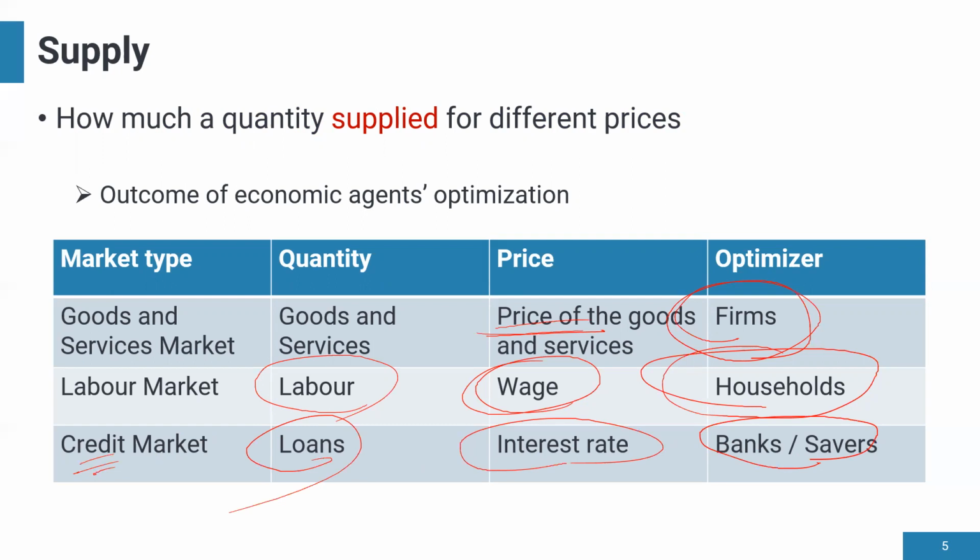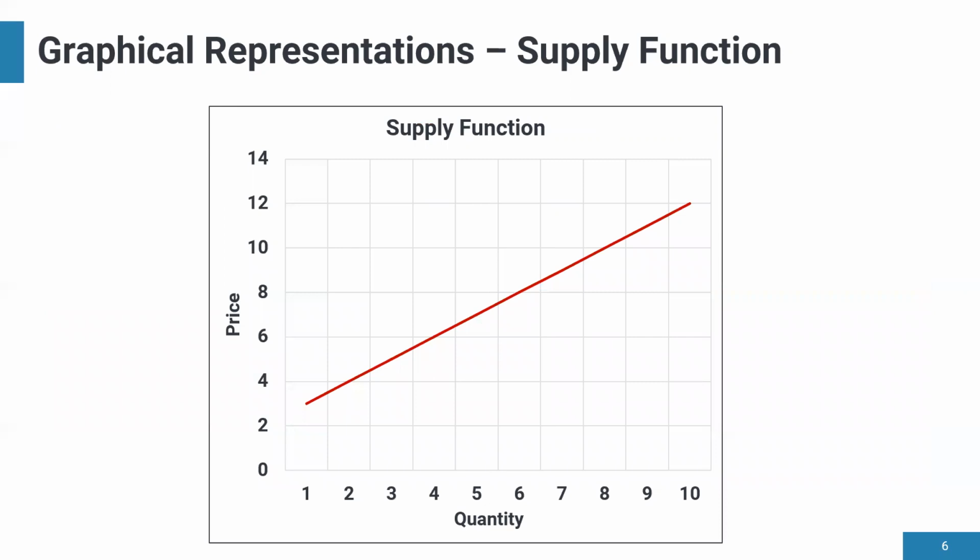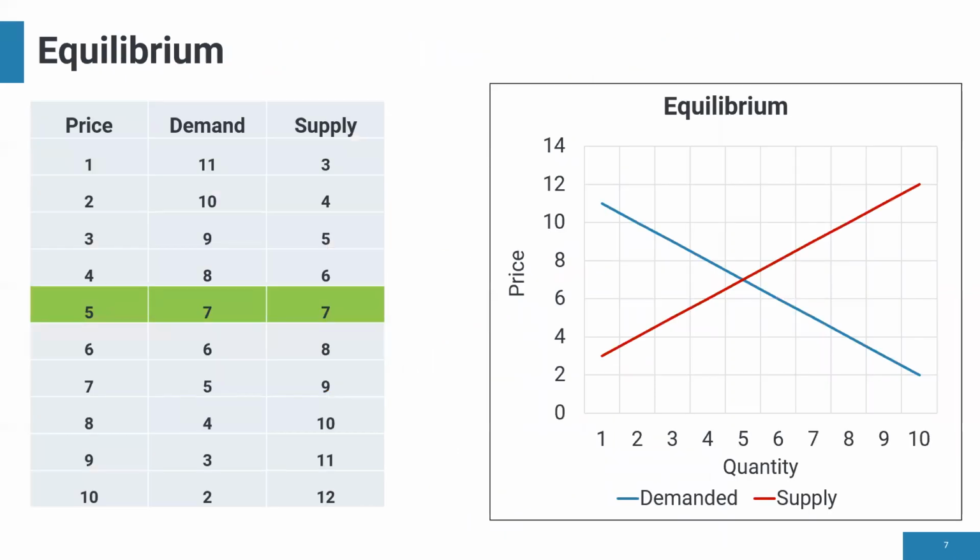The definitions of the supply curve and supply function are similar. So this is a supply function. This is the quantity they are going to supply for each price. If the prices are high, they are going to supply more quantity, because that is more profitable to them. So this is the graphical representation of the supply function. Now let's see the equilibrium.